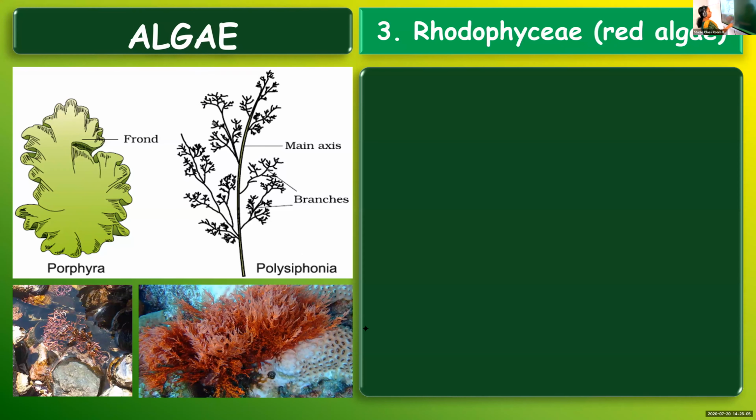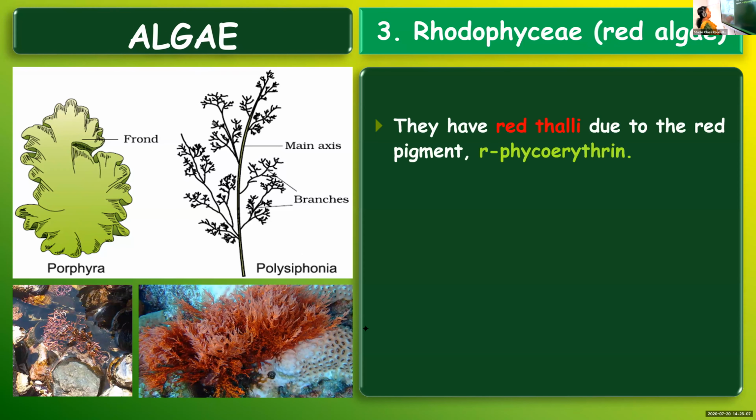So Rhodophyceae or red algae. As the name suggests, they have red thalli. Thallus, as I told you, is an undifferentiated plant body which cannot be demarcated into root, stem, leaves. That is known as thallus. Thalli is plural, thallus singular. Due to the pigment R-phycoerythrin, to be noted.